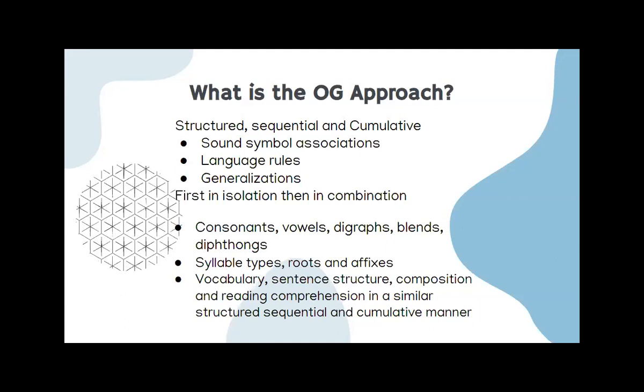First, we learn consonants, vowels, then we learn digraphs, blends. We're going to learn diphthongs. We'll learn syllables, syllable types, how to divide words into syllables. We learn roots. So roots have meanings, right? That's a part of a word, a multisyllabic word typically, that has a meaning. A lot of our words in the English language have Latin or Greek roots.